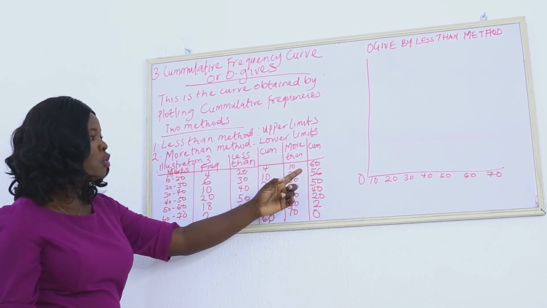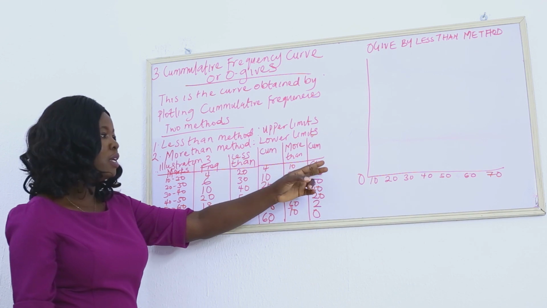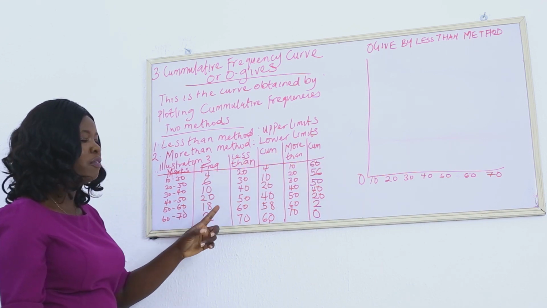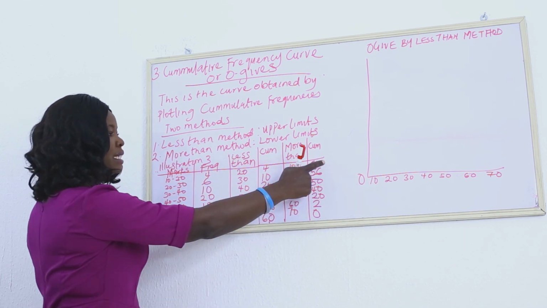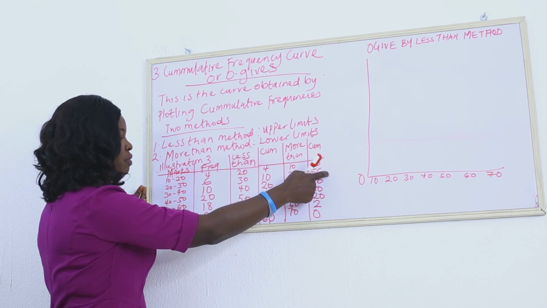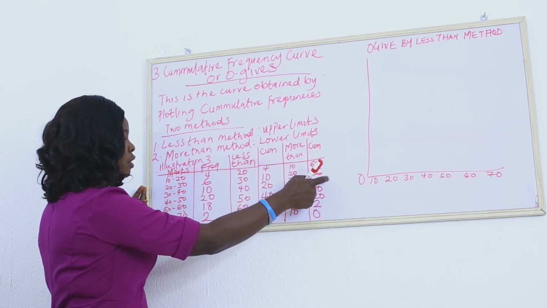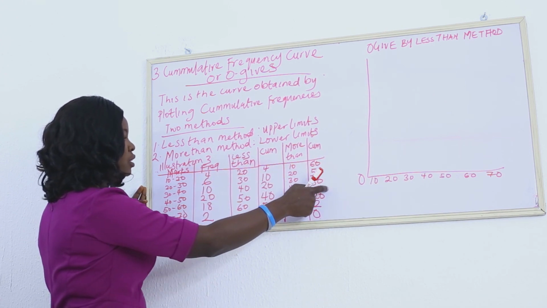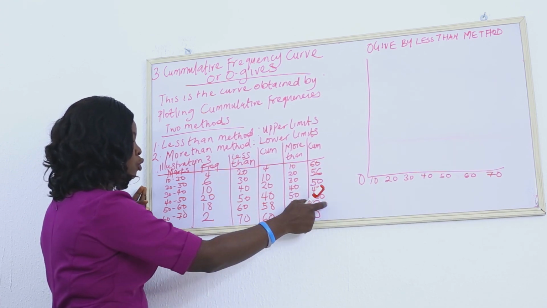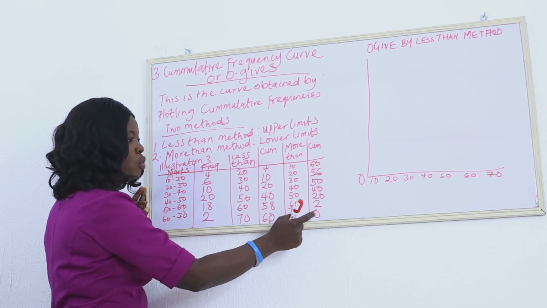What we do is start deducting from the total, which is 60. We deduct the frequencies from it gradually. So the total is 60. 60 minus 4 gives us 56. 56 minus 6 gives us 50. 50 minus 10 gives us 40. 40 minus 20 gives us 20. 20 minus 18 gives us 2. Then 2 minus 2 gives us 0.